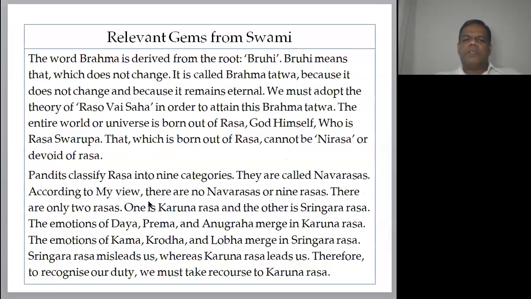According to my view, there are no Nava rasas or 9 rasas. There are only 2 rasas. One is Karuna rasa, the other is Shringara rasa. The emotions of Daya, Prema, and Anugraha merge in Karuna rasa. The emotions of Kama, Krodha, and Lobha merge in Shringara rasa. Shringara rasa misleads us, whereas Karuna rasa leads us. Therefore, to recognize our duty, we must take recourse to Karuna rasa.